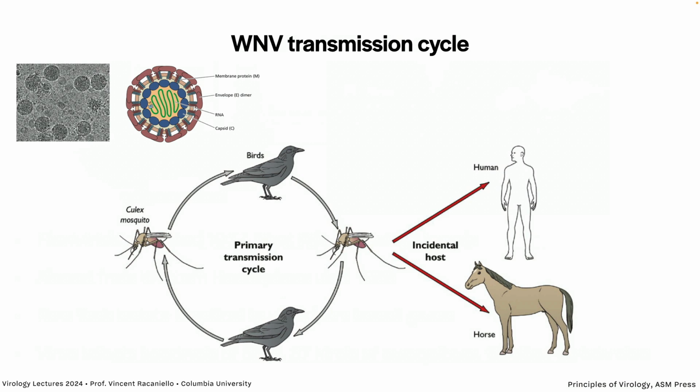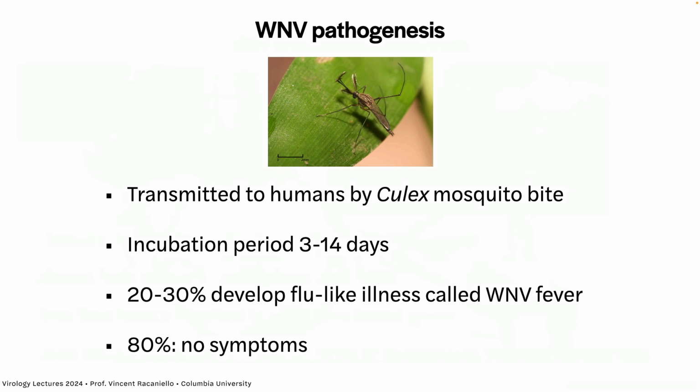It's very interesting. By the way, West Nile virus is a flavivirus, an enveloped positive strand RNA virus related to yellow fever virus, dengue virus, and others. It's transmitted by Culex mosquitoes, with a 3 to 14-day incubation period. About 20 to 30% of people develop a flu-like illness called West Nile fever, and 80% of people have no symptoms, asymptomatically infected. But in this case, it doesn't matter because they do not transmit virus to anyone else, because the only way you transmit is through a mosquito bite. And as I said, humans do not have sufficient viremia to allow a mosquito to pick up virus and transmit it to something else.